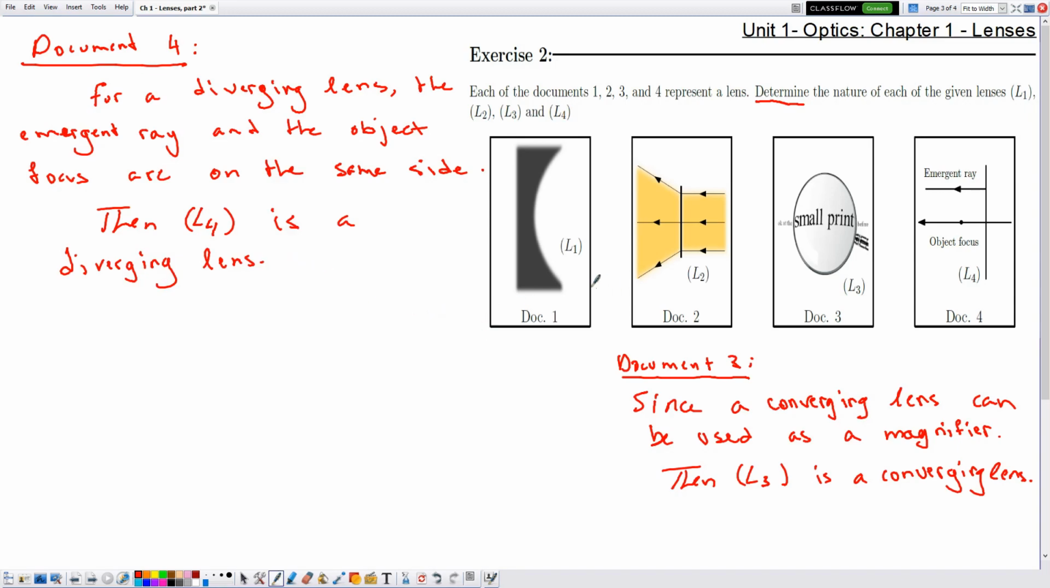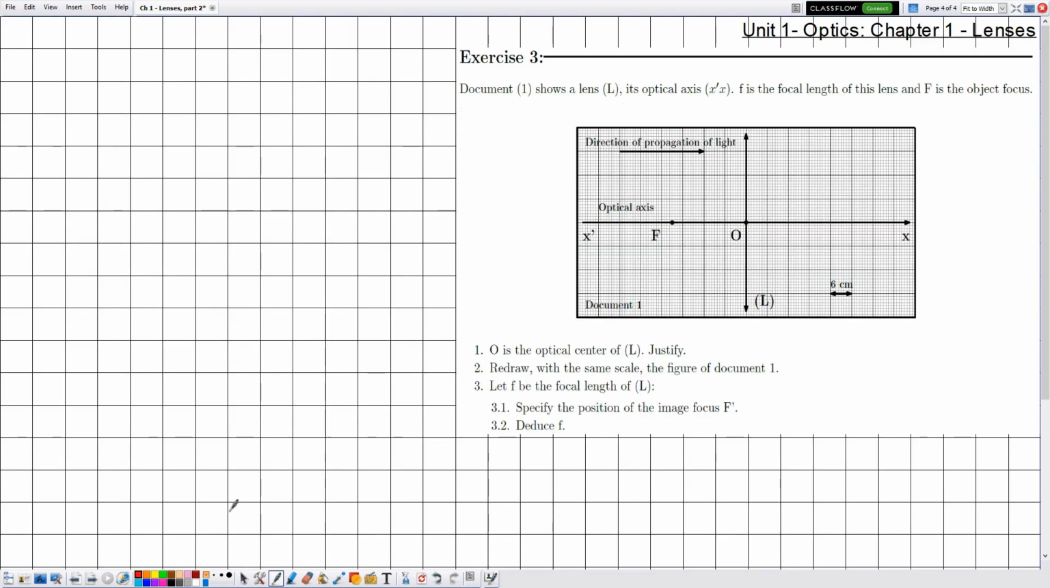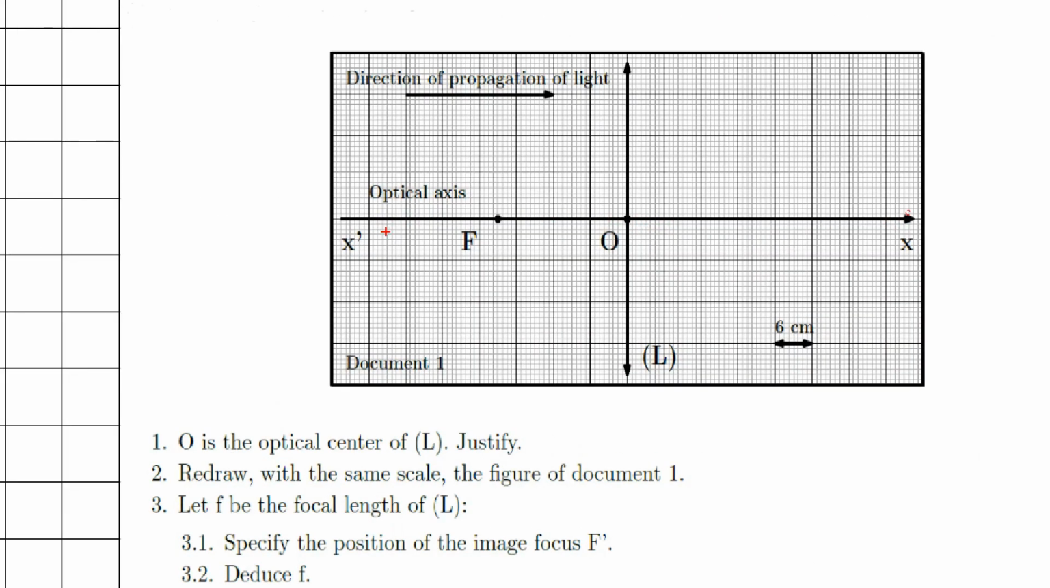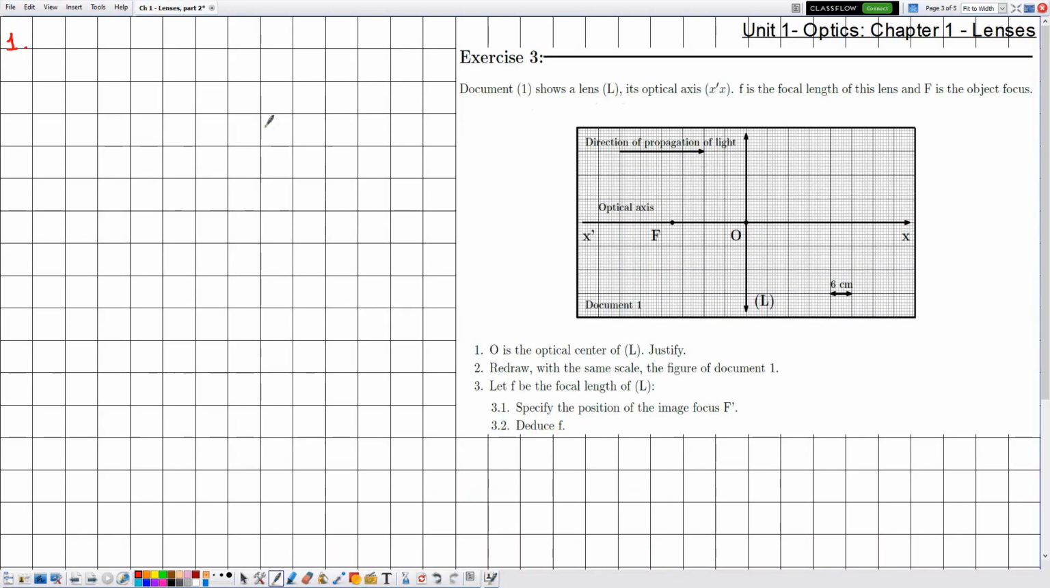Okay, so this is it for exercise number 2. Now we have reached exercise 3. Document 1 shows a lens L, its optical axis x prime x. F is the focal length of this lens and F is the object focus. So number 1, they are telling me O is the optical center of L, justify. Notice that the point O represents the intersection between the optical axis and the lens L, therefore the point O is the optical center of the lens.